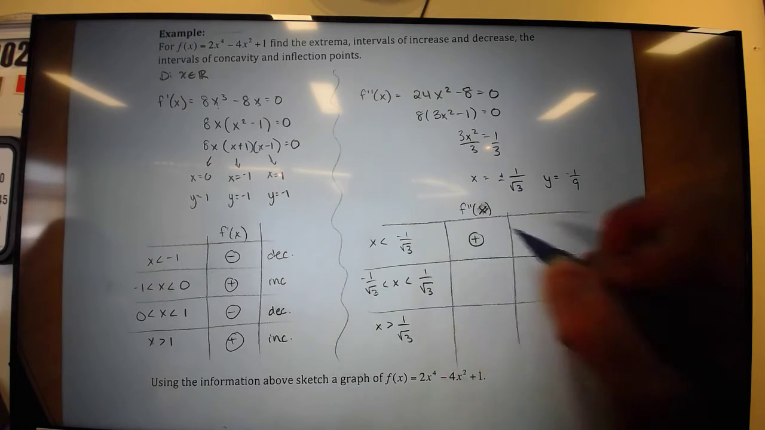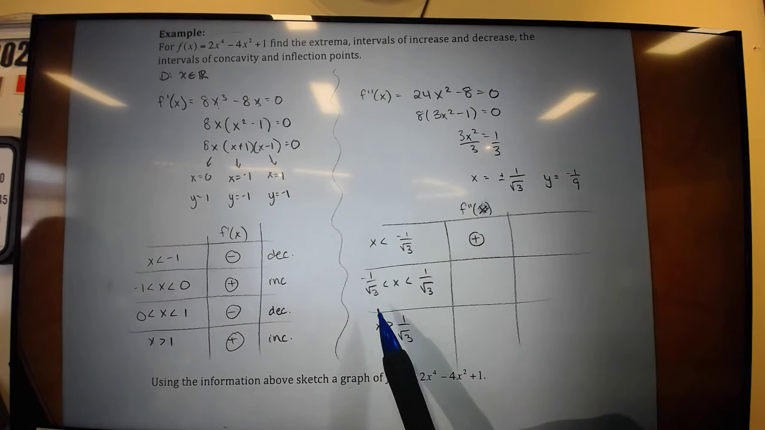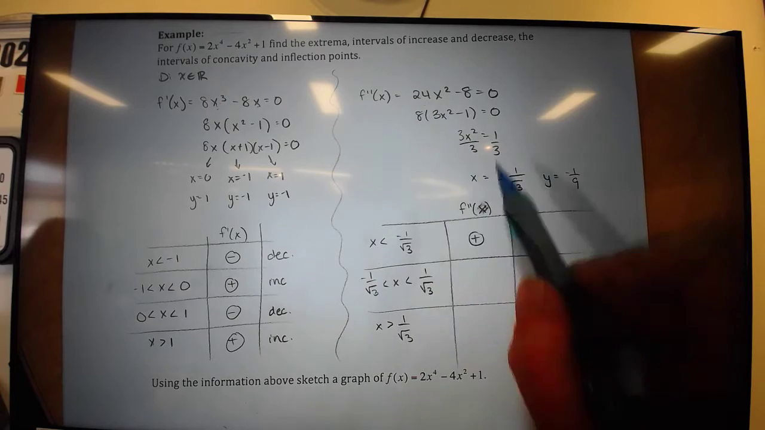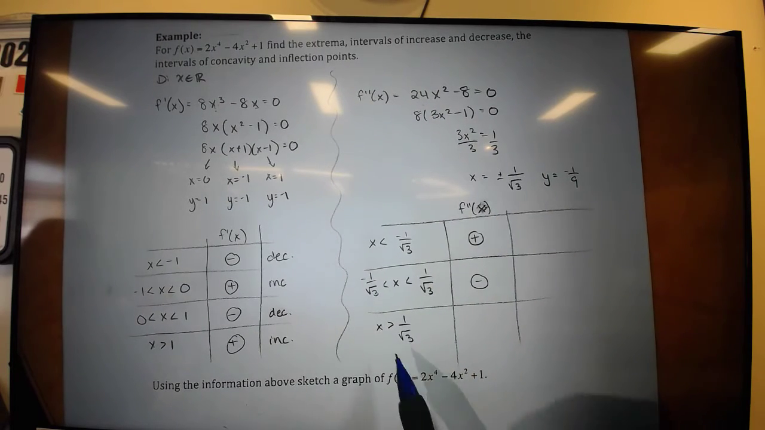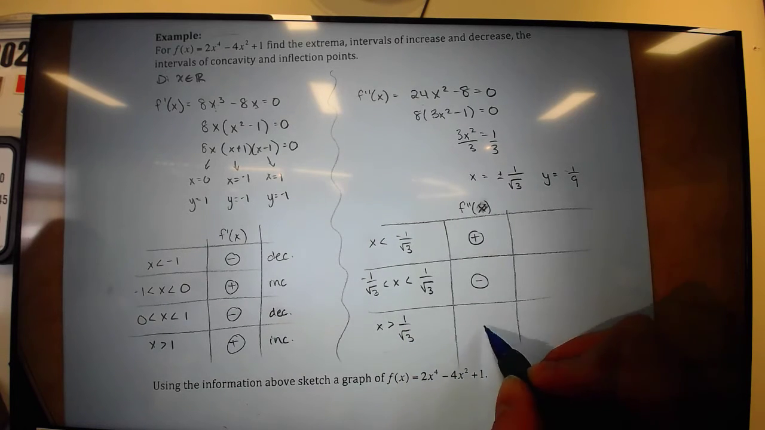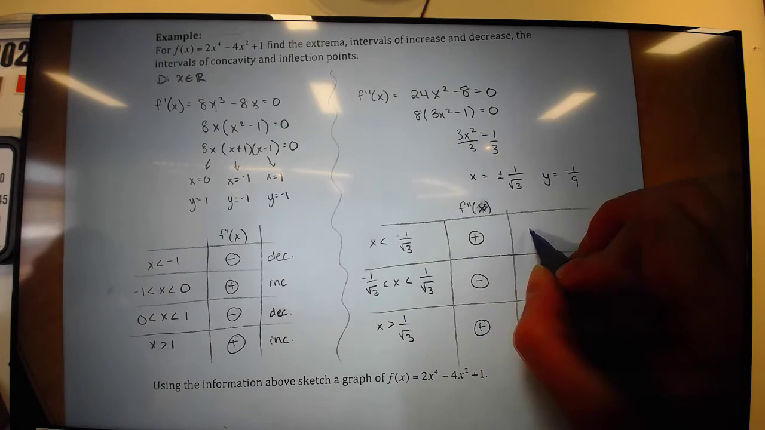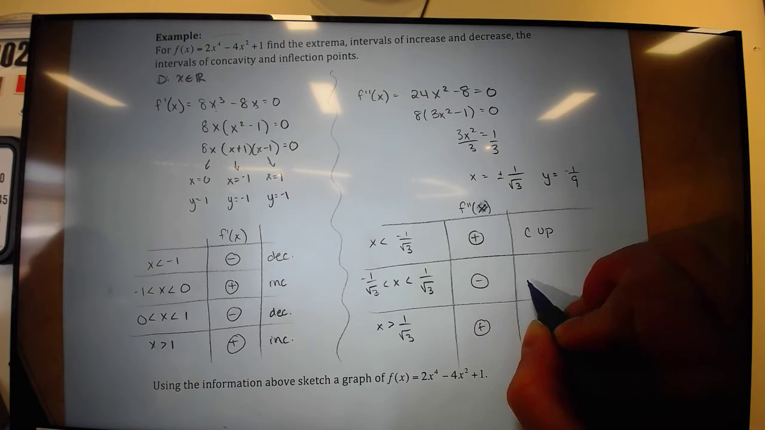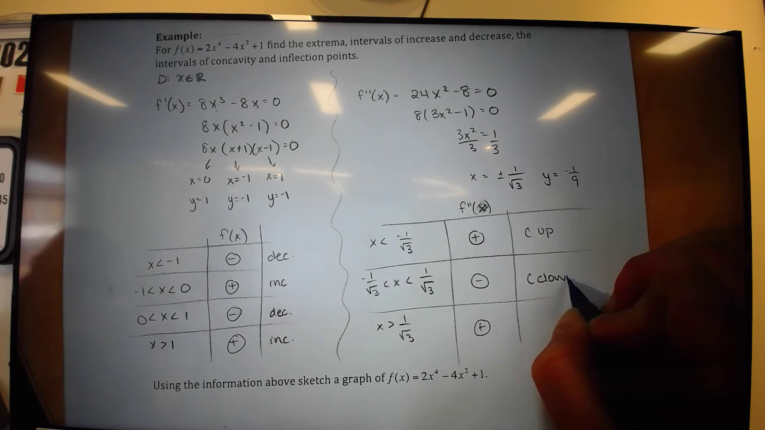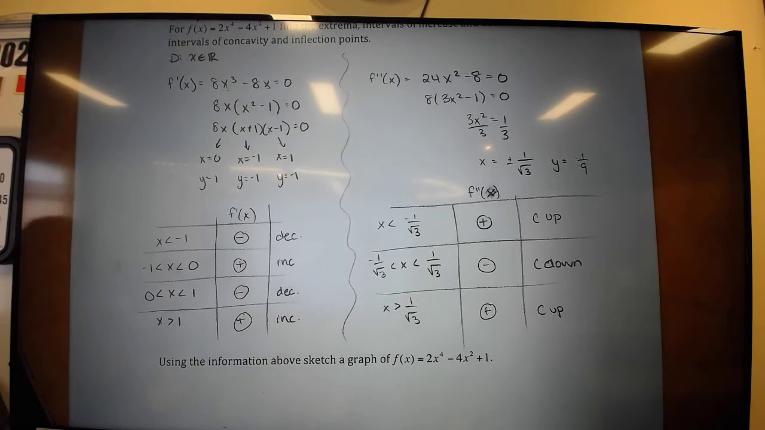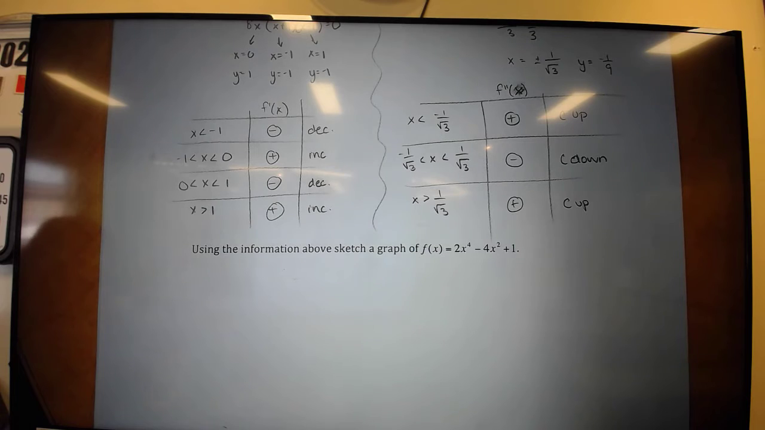So when I did that, I got a positive. This one, easy to pick a number, right? So definitely 0 is between those two things. If I plug a 0 in here, I get a negative 8, so that's a negative. And then again here, I just figured out what this was as a decimal, picked the next biggest whole number, plugged that in, and I got a positive value. Okay, so what that means is positive means concave up, negative means concave down, and then positive means concave up.